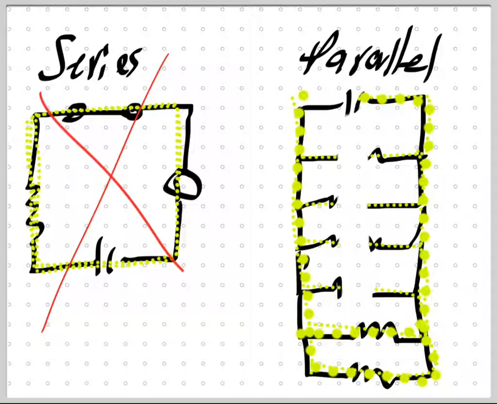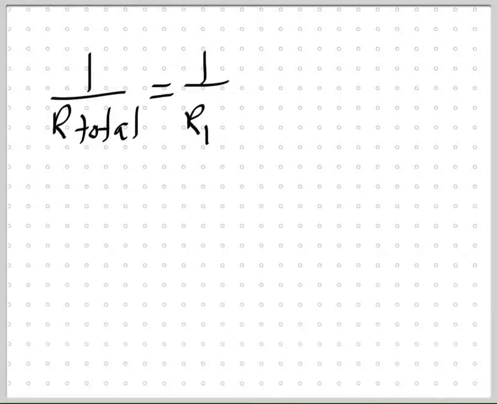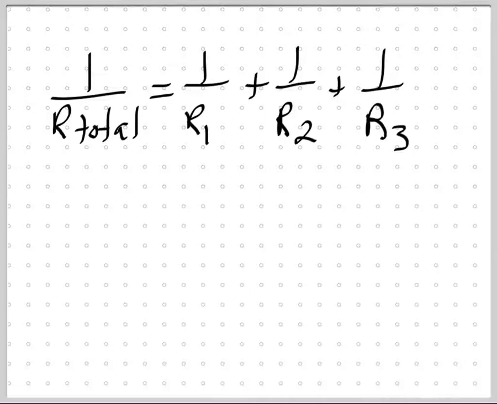Okay, so now, how do you actually calculate the resistance in a parallel circuit? Well, using the formula for parallel circuits, you would have this. R total equals 1 over R1 plus 1 over R2 plus 1 over R3. And that's actually how you would calculate the total in a parallel circuit.